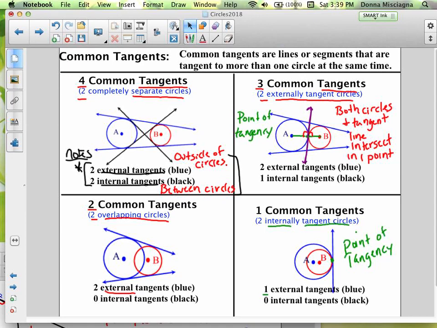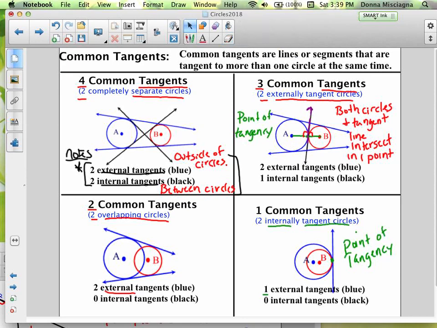And then we have 2 external tangents. Notice that this tangent here intersects the blue circle about there, and the same tangent intersects the red circle about there. And then we have another tangent that intersects both circles in one point. So that's how many you can get if they don't overlap, but they do intersect.